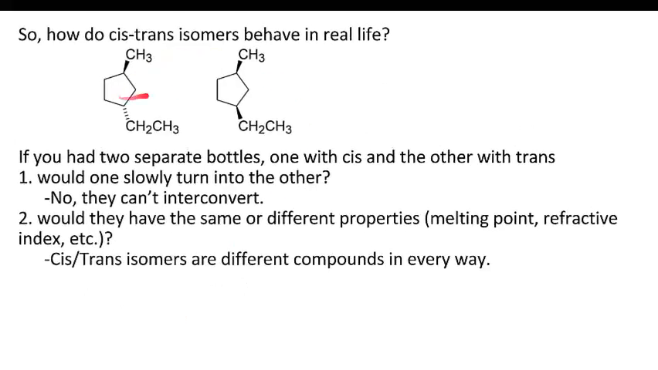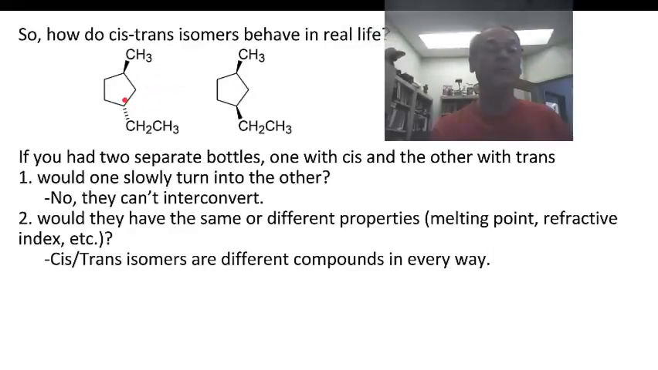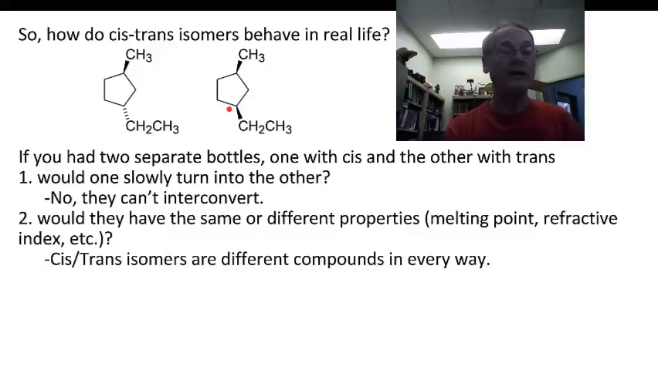So we might ask, how do cis trans isomers behave in real life? First of all, can you separate this from this and put them into two different bottles? And the answer is yes. They are different molecules with different properties. And so you might go into the stockroom and find a bottle of cis-1-ethyl-3-methyl-cyclopentane, and a different bottle of trans-1-ethyl-3-methyl-cyclopentane. If you did, would the bottle that contained trans slowly over time turn into cis or vice versa? And the answer is no. They cannot interconvert, so they are separate compounds and they don't turn into each other.